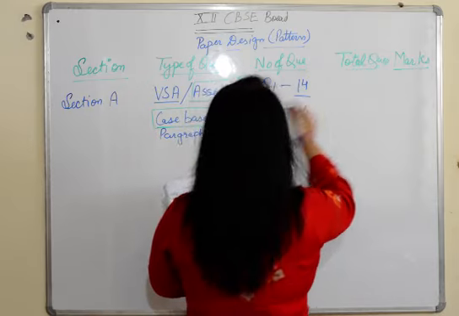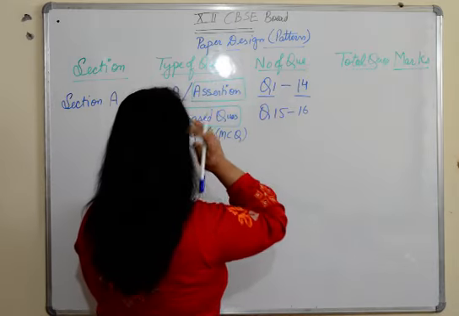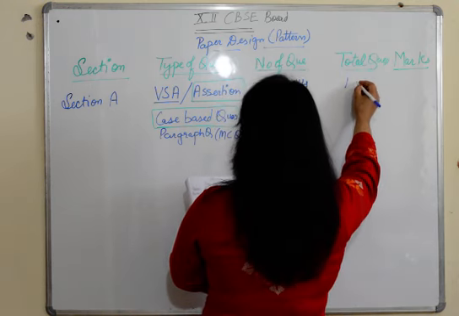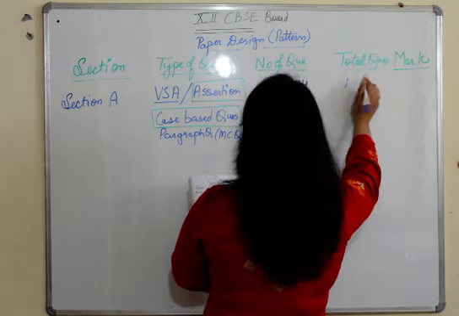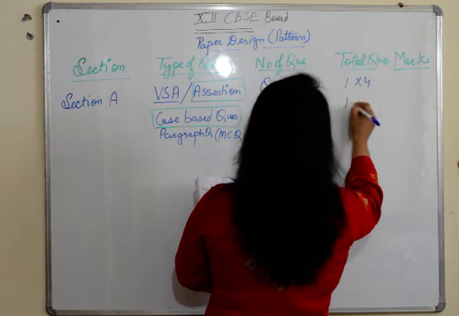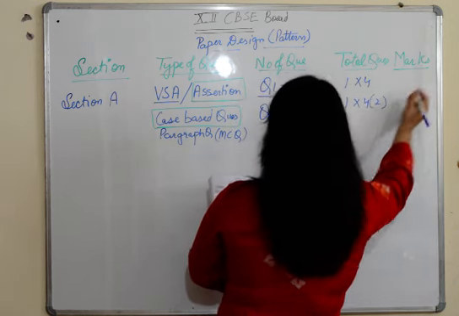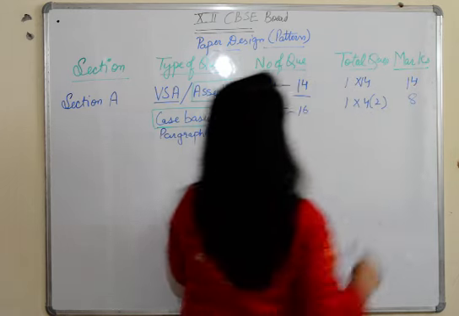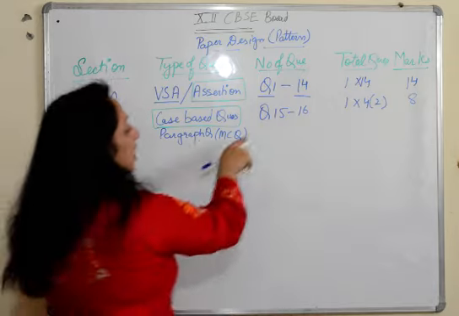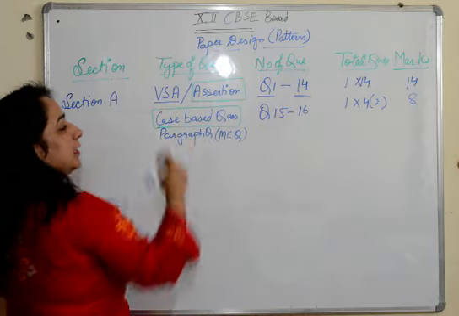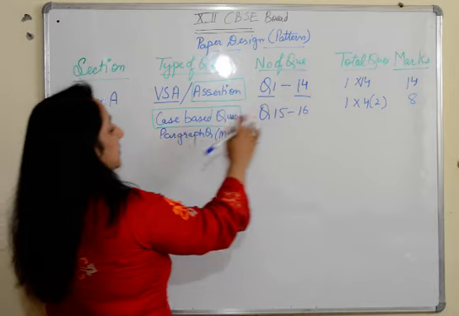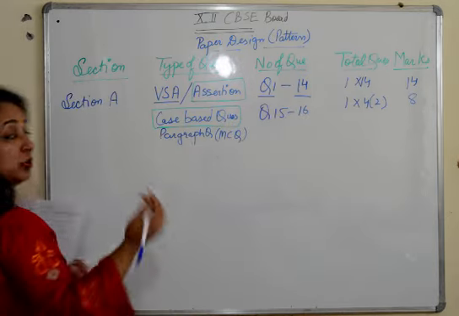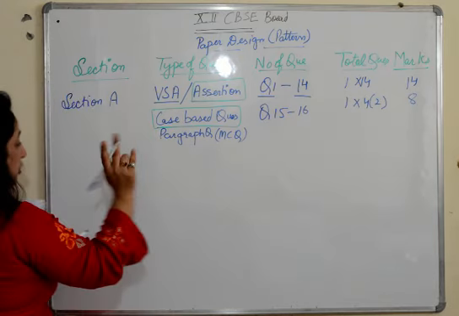Total number of questions, here we have 14 marks, and here we have 8. So this is how it is: 1 mark each for very short and assertion, and case-based questions, 2 questions. Next, moving to the next section, these are the two new additions that you need to take care of.